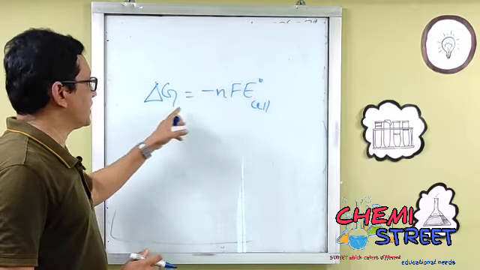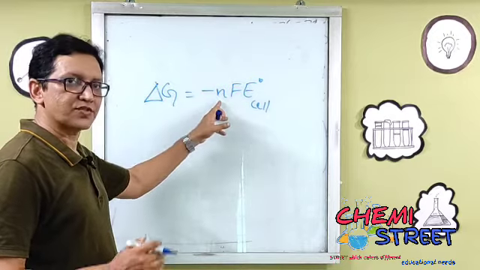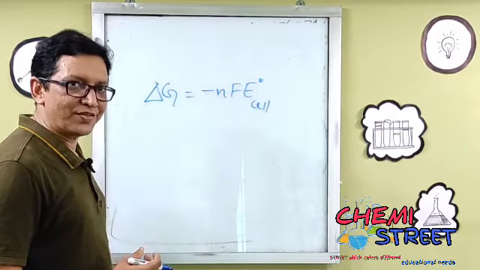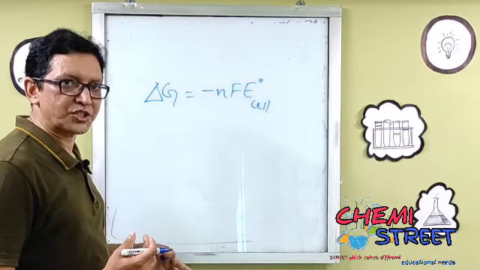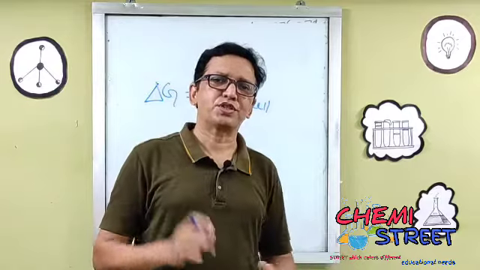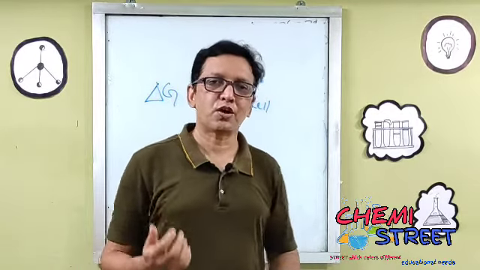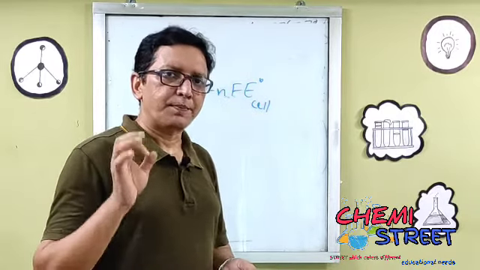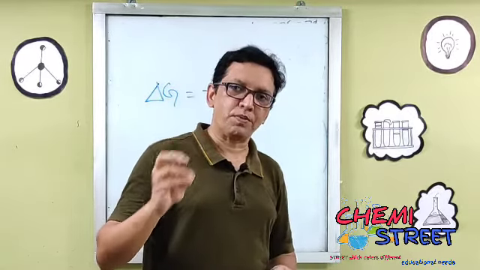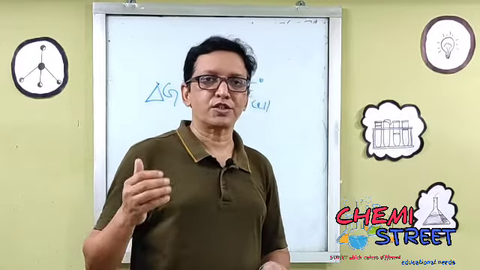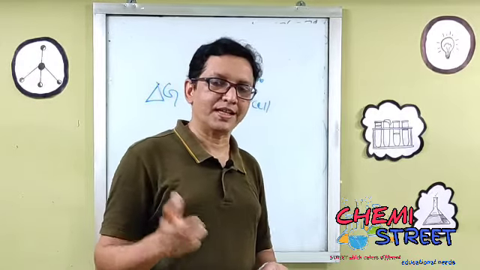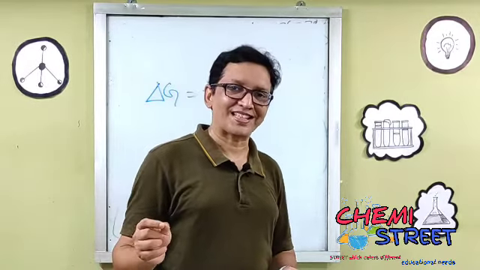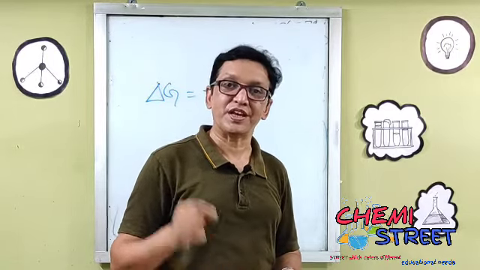That is, delta G is equal to minus nFE0 cell, where n stands for the number of electrons transferred, F is the Faraday, and E0 cell you are very familiar with. So this is also another relationship. In this topic we have studied a lot of relationships. By using them, you have to tackle the problems. Go through all the problems solved in the textbook, and I will also give 2 or 3 important problems from your NCERT textbook as well as previous question papers. It is very important.